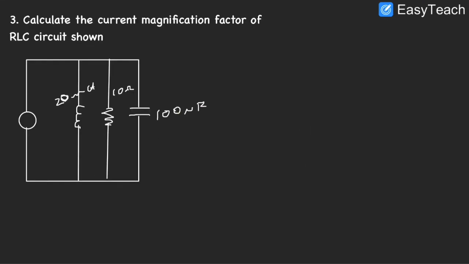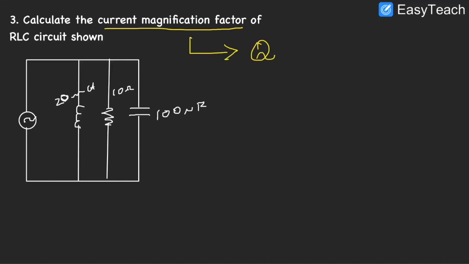Our next problem says, calculate the current magnification factor of the RLC circuit. I have here a parallel RLC circuit. It's got 3 branches and I need to find the current magnification factor. So what is the current magnification factor? This is nothing but Q.